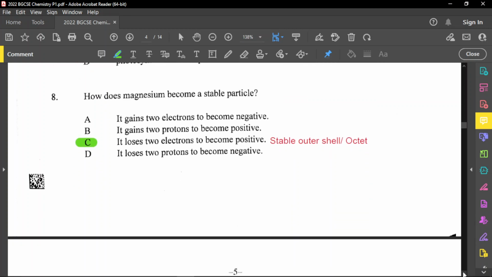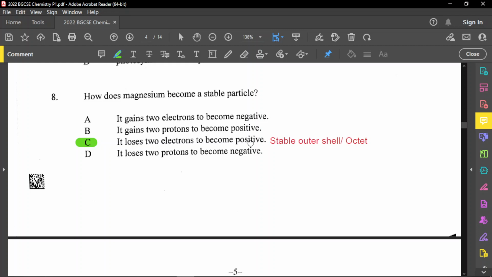Number 8 is how does magnesium become a stable particle? And I want to kind of explain this. Magnesium itself, for it to become a stable particle, should not have any excess electrons. And so what's going to happen for it to become stable, it will combine with another element. And how it does this, it will actually lose 2 electrons and become a positive particle.